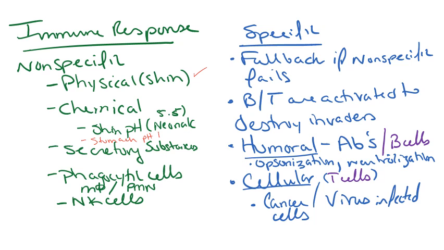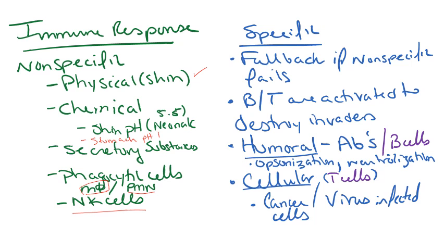Phagocytic cells also fall into this category of nonspecific immune response. And this includes macrophage, which this is the universal symbol for macrophage. It's going to be an M with a psi sign. Polymorphonuclear cells, which are neutrophils, and our NK cells, which are a branch of the phagocytic cells in the nonspecific immune response. So our specific immune response is going to be a fallback if nonspecific fails.